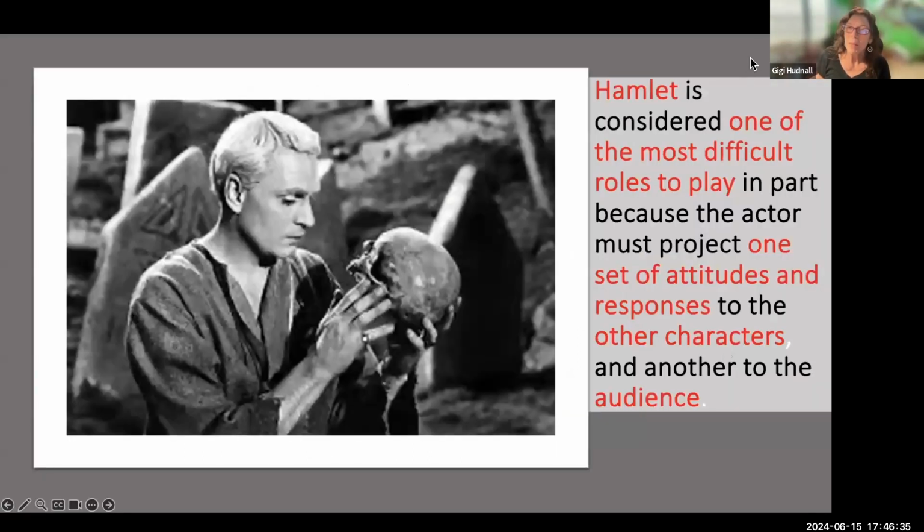Okay, so Hamlet is considered one of the most difficult roles to play, in part because the actor must project one set of attitudes and responses to all the other characters in the play because he's trying to make them think he's crazy. And then to the audience, he's actually going through the sanity and explaining why he's doing what he's doing. So he kind of has to go back and forth between these personas. So it's thought to be a very, very difficult role to play.